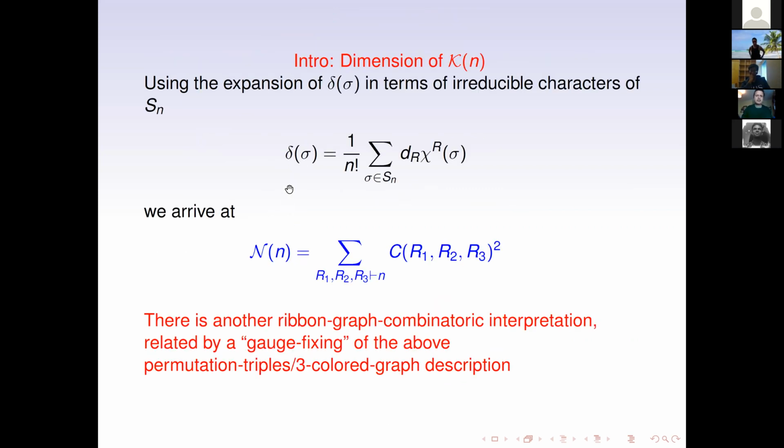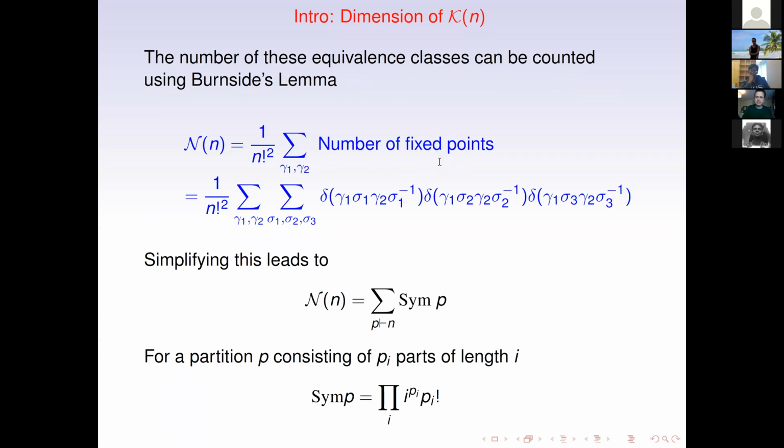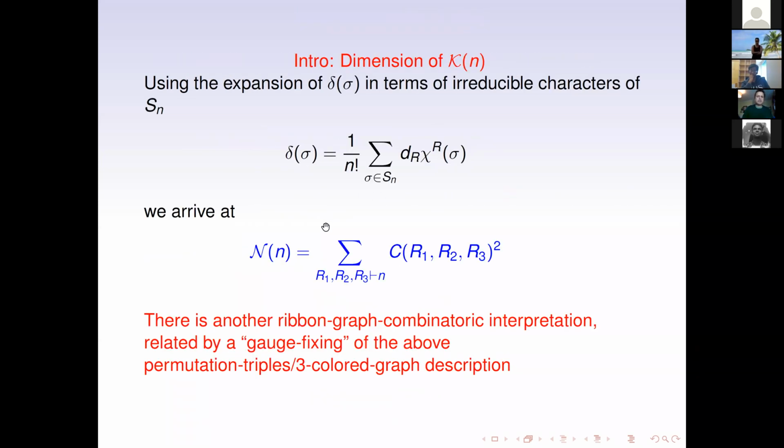Now, these delta functions on symmetric groups are just a function on the group, which is 1 if sigma is the identity and 0 otherwise. They have an expansion in terms of characters, irreducible characters of Sn. And if you use this character formula for these deltas, you arrive at another expression for the number of invariants. And that number is the sum of the squares of Kronecker coefficients, the thing we were interested in.